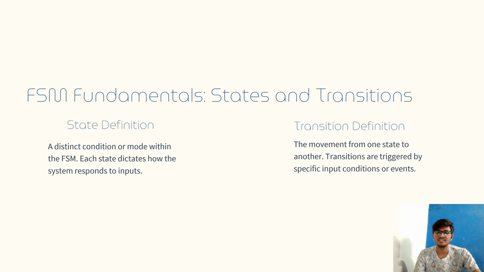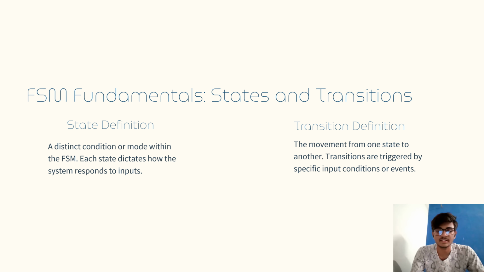FSM fundamentals. There are two fundamentals: first is states and second is transitions. What is the definition of a state? A distinct condition or mode within an FSM. Each state determines how the system responds to inputs. It means a state in a finite state machine represents a condition of the system at a specific moment. In a Mealy FSM, the output depends on both the state and the input.